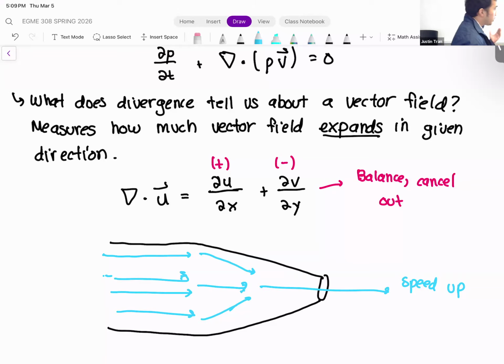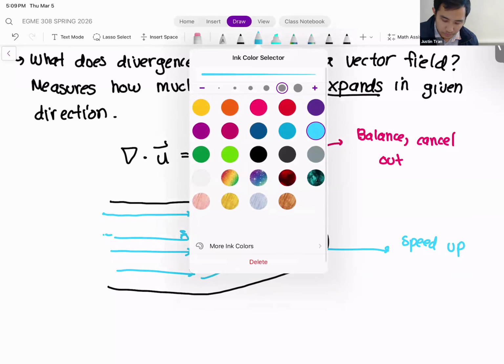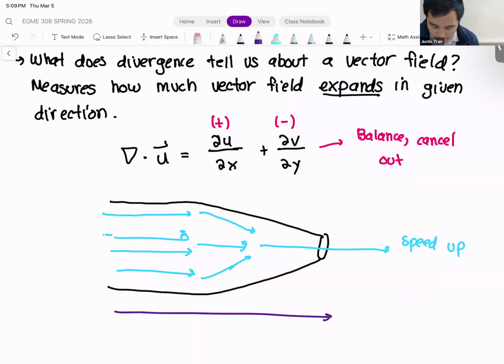Right? That's just conservation of mass. You're going to stuff everything in there. Then the flow has to speed up to maintain that mass flow. And so in this sense, you can see that as we travel in the x direction, where the x direction is this direction here, right?